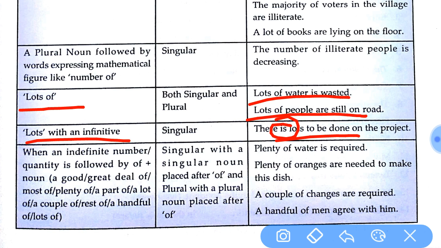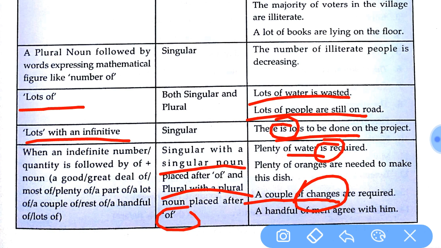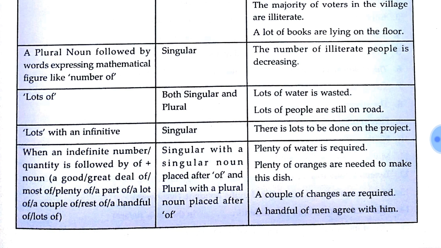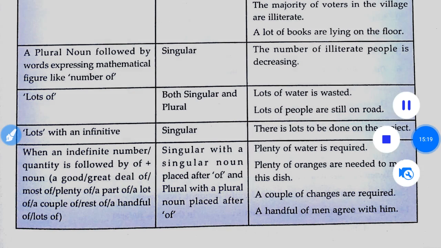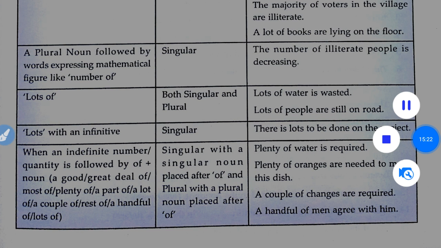Now, when an indefinite number or quantity is followed by a noun, then we use a singular verb with the singular noun placed after of, and a plural verb with the plural noun placed after of. So whenever we have the preposition of, if the noun is singular, we use singular, and if it is plural, we use plural. Let's say the example: plenty of water. Water is taken as a singular form, so plenty of water is, the verb in singular form. A couple of changes: changes is a plural form and the verb is in plural form. So you must remember these things while putting the verb into the sentence.